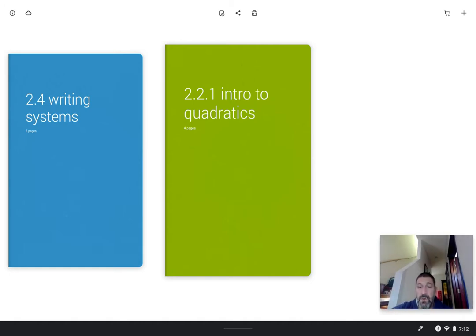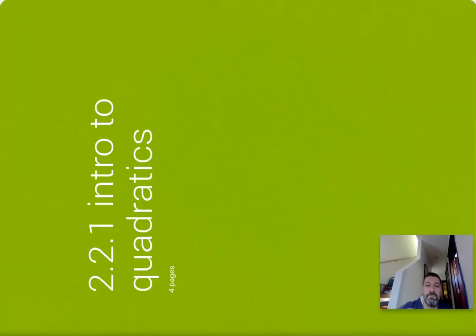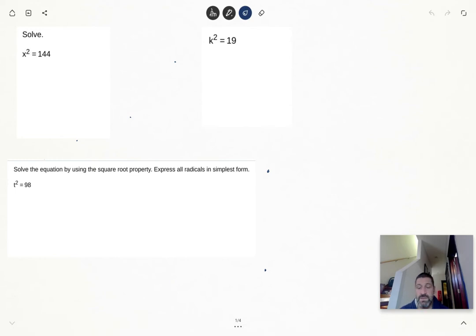Today we are going to get into the second unit in integrated math, which is going to be Introduction to Quadratic Equations. So I'm going to go over several examples as quickly as I can just to kind of get us started with quadratic equations.